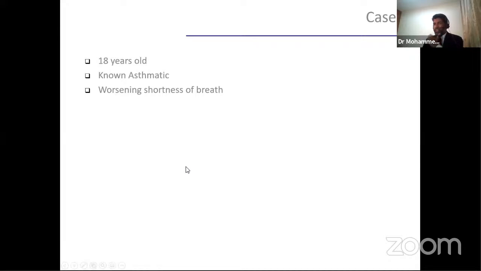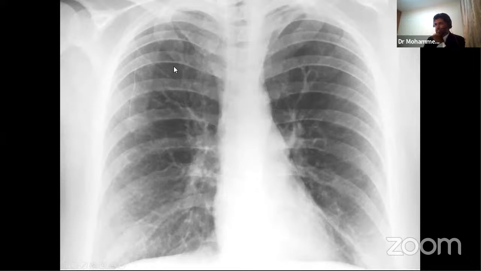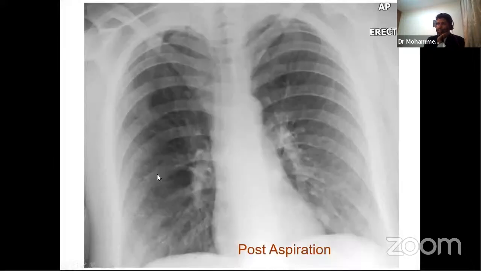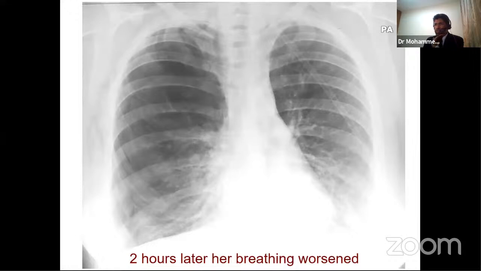This was an 18-year-old, known asthmatic, who came in the middle of the night with worsening shortness of breath. On this chest X-ray, just to keep it quick, we can see a line going down across the right hemithorax, and another parallel line there. This patient turned up to ED with increasing breathlessness, and this was interpreted as a primary pneumothorax. The patient went on to have a needle aspiration. Post-aspiration chest X-ray showed some changes across the other side. It's possible to have bilateral pneumothorax at the same time, but 2 hours later, the patient became more breathless. You can clearly see paucity of lung markings here.